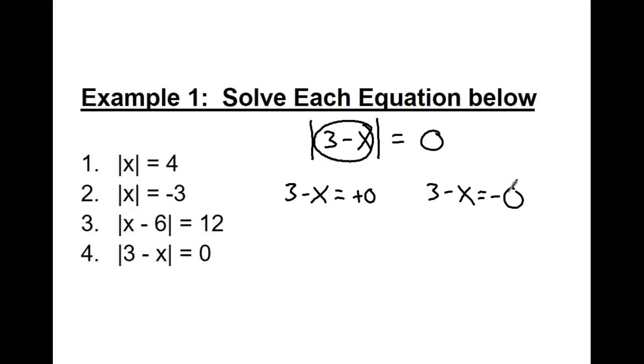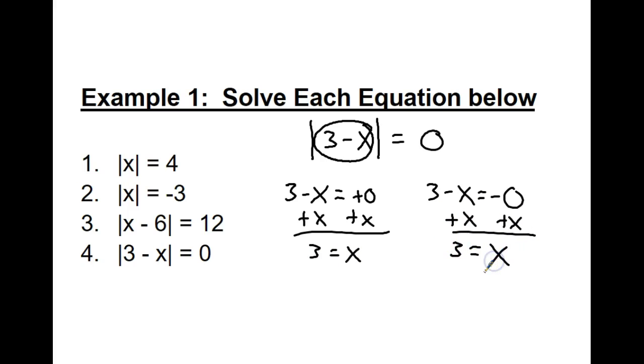So all that means is I'm going to add x just because I think that's easier, but you could do it however you want. My point here is this: what do you notice about my answers? They're exactly the same. You only got one answer here, okay? And that's a little note you might want to write. If the absolute value equals 0, we will only have one answer.